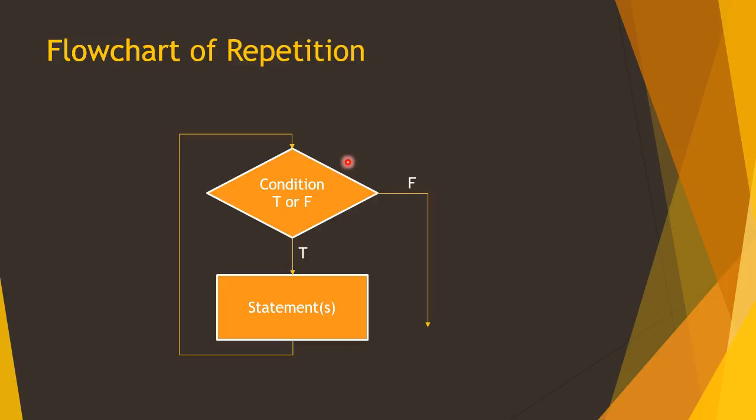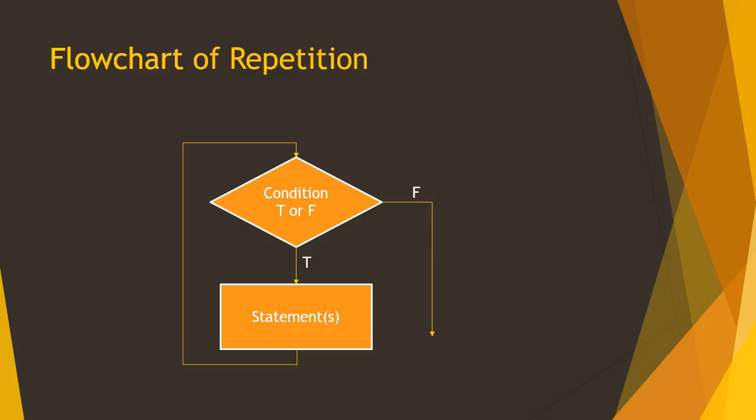This is the simple flowchart of repetition. As you can see, when the condition is true, then we are repeatedly executing this statement, and our control will move to the condition again, and if the condition is true, then we will again execute the statement which is written under this repetition structure. But if the condition is false, then we will leave this loop.